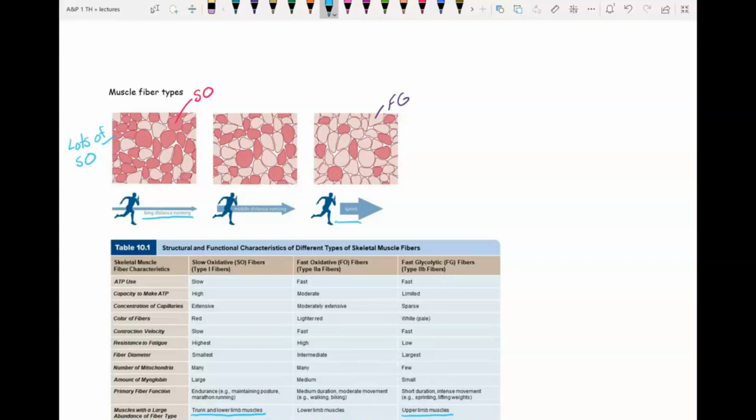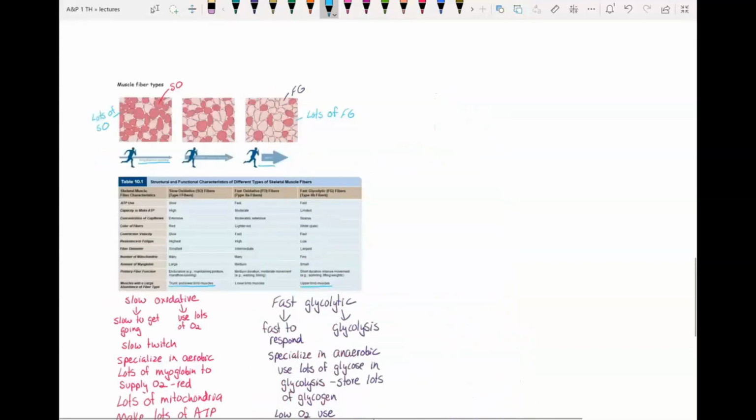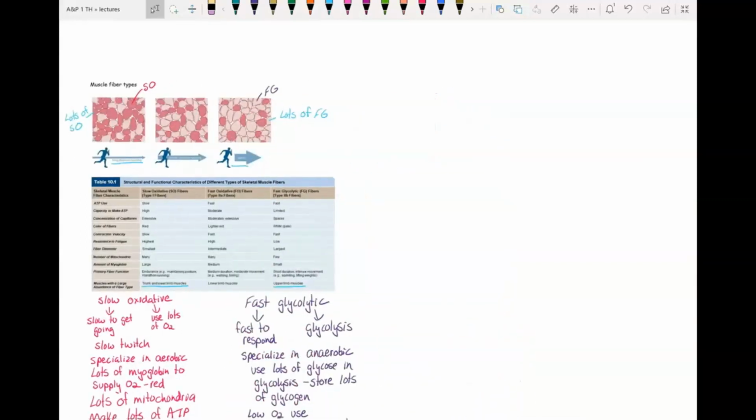Here's our sprinter. If you look at the sprinter's muscle, you see lots of fast glycolytic. This gives him a natural tendency towards sprinting. So training, of course, is part of it, but the number of each type of fiber you have can give you a natural tendency toward one type of activity or the other. So there are your fiber types.